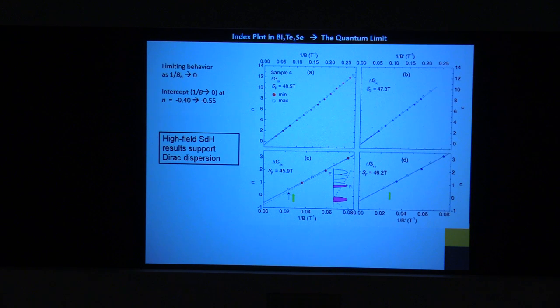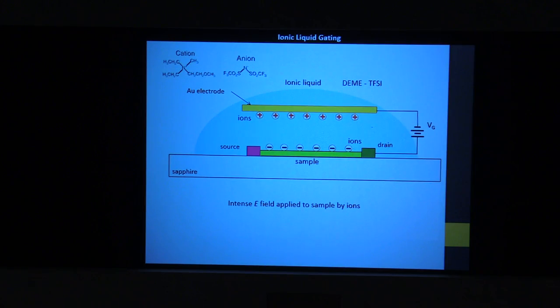So the index plot, as mentioned, you can track it now with all these curves, all these oscillations, and you see that the extrapolation does give you minus a half. So this is the first time that we convinced ourselves that we were actually seeing surface electrons.